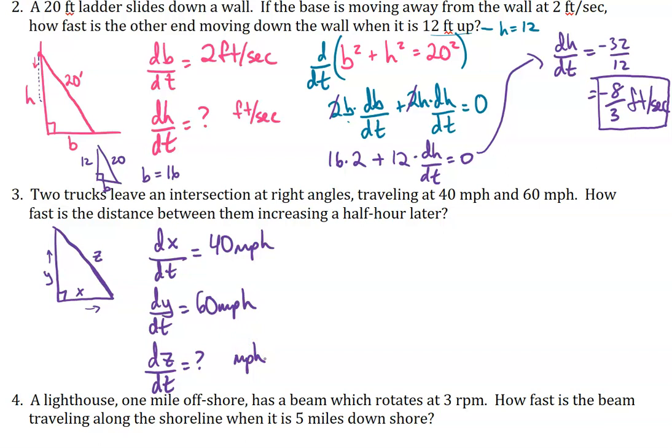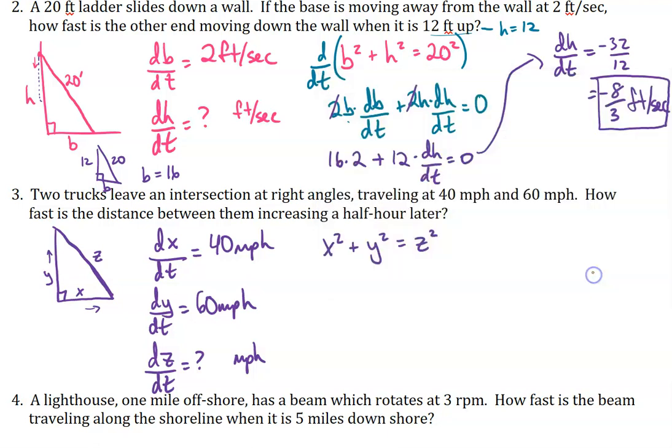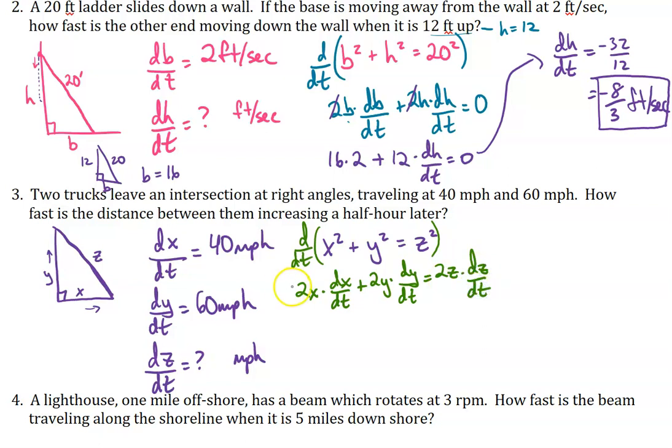Okay, so again, we're using the Pythagorean theorem, and we have x squared plus y squared equals z squared. This relates our variables x, y, and z. Then we're going to take the derivative with respect to t implicitly, which will give us 2x times dx over dt plus 2y times dy over dt is equal to 2z times dz over dt. Okay, and then algebraically, I'm just going to get rid of these 2's to make that easier.